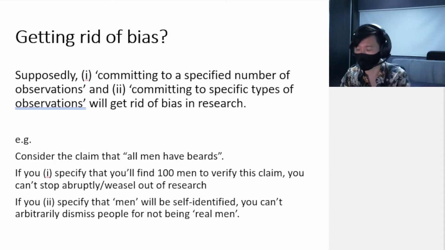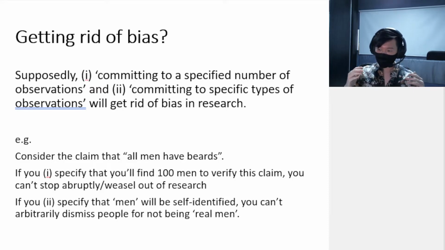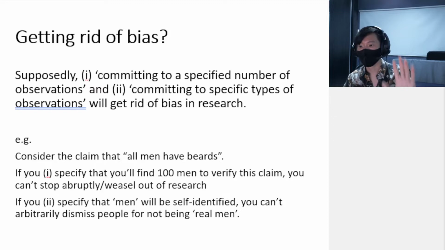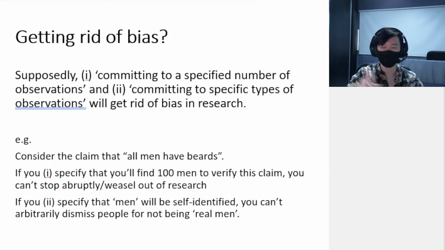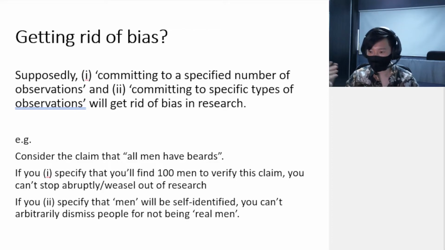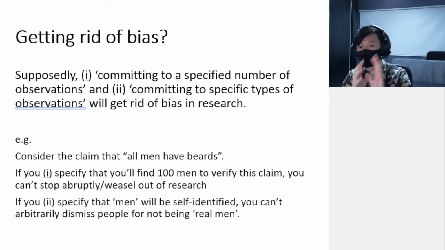it doesn't solve this problem because, one, even if you take the method of, okay, I am going to find exactly 100 men, and this way you don't weasel out of it, right? You don't find 50 men and then you see a 51st man walk towards you without a beard and you're like, no, I'm done with the survey. My data's concluded. No, you have to keep going until you get 100. So there's that. And two, if you specify that men will be self-identified, for example, so you can't be like, you have no beard, you're not a real man. You still have to take them in there and be like, oh yeah, my theory is disproven. Right? So the textbook claims that if you do these steps, you now eliminate bias.